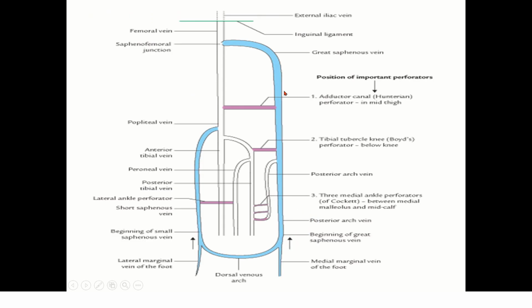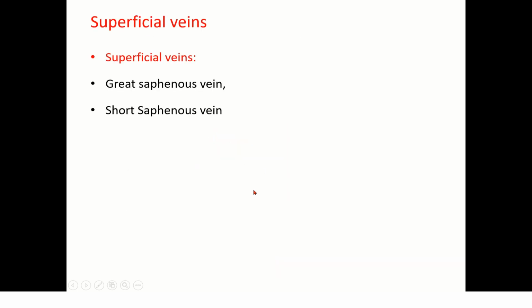Here you can observe the great saphenous vein and the short saphenous vein. You can see the dorsal venous arch, the lateral marginal vein, and the medial marginal vein. These are the three medial ankle perforators. This is the lateral ankle perforator. This is Boyd's perforator or below knee perforator, and this is Hunter's perforator or mid thigh perforator. Superficial veins: the great saphenous vein and the short saphenous vein.